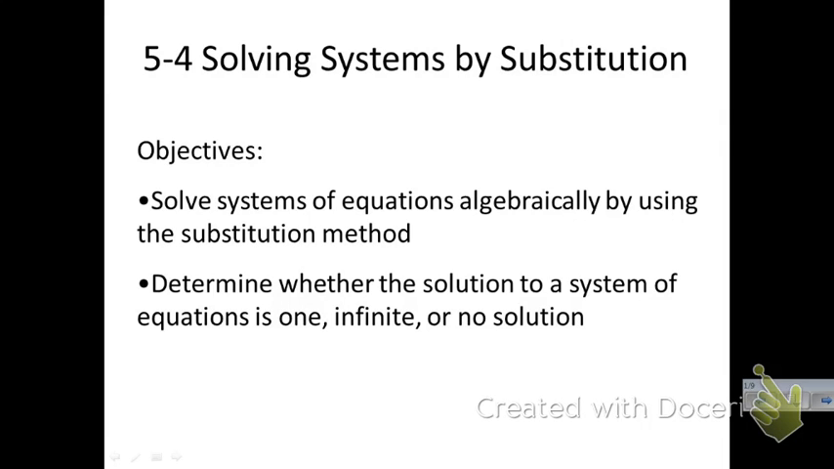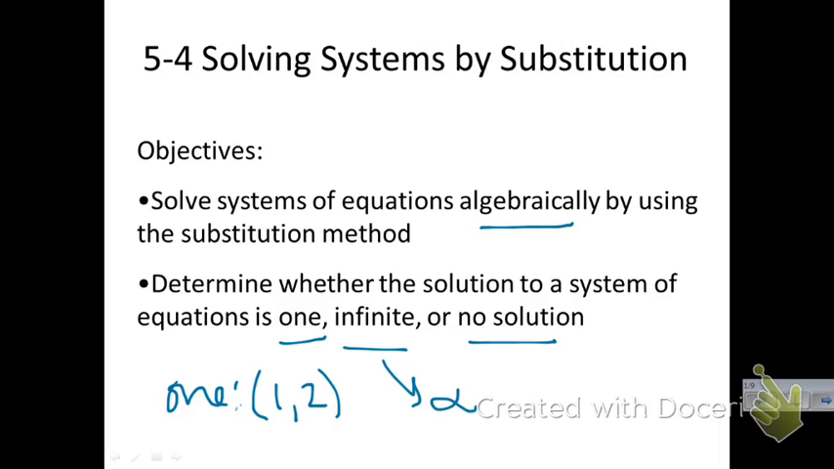Alright, today we're going to learn how to solve systems of equations using substitution. So we're going to do it algebraically, then we're going to determine whether the solution is 1, infinite, or no solution. Remember, we represent it as 1, and then when we say where they cross at, like 1, 2, infinite, we write sideways A, and no solution. Looks like this.